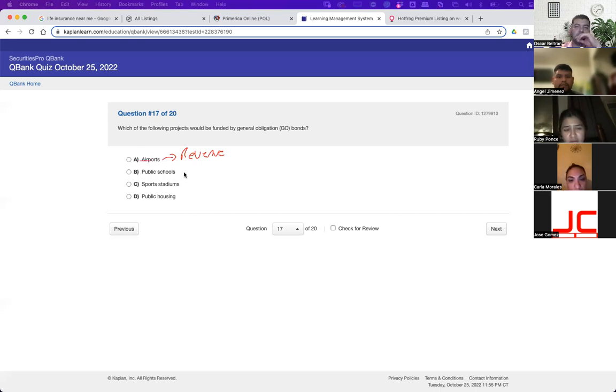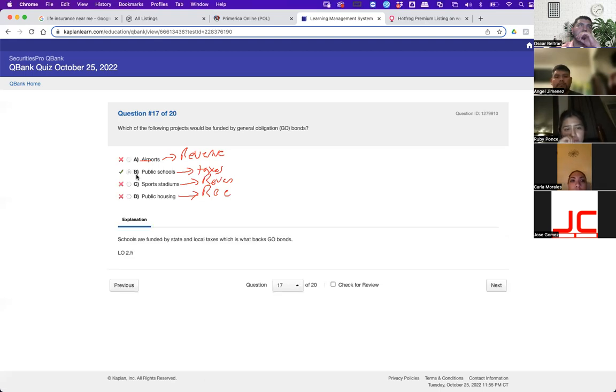B, public schools. More than likely, this one relies on taxes. Sports stadiums, how do they get money? Tickets, so revenue as well. Public housing, revenue as well, mortgage. So if anything, it should be B. There it is.